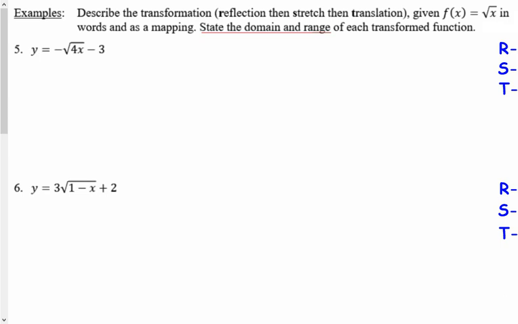Here for each of these equations, we want to describe the transformation. And when we're describing it, we always want to describe translations last. For stretching and reflecting, the order of those doesn't really matter. But to make it simple, I say just do it in alphabetical order. Reflect, then stretch, then translate. As long as the translation is last, then we're good. And then we're going to state the domain and range of each of these transformed functions.